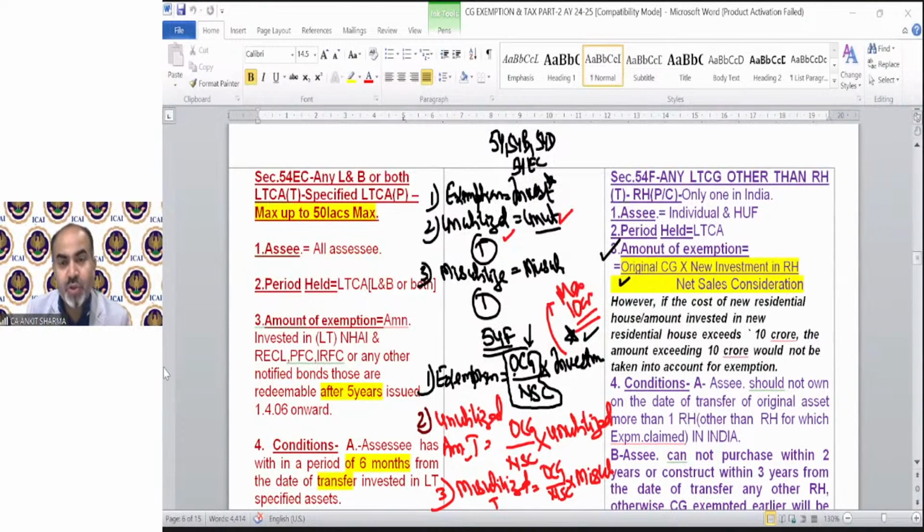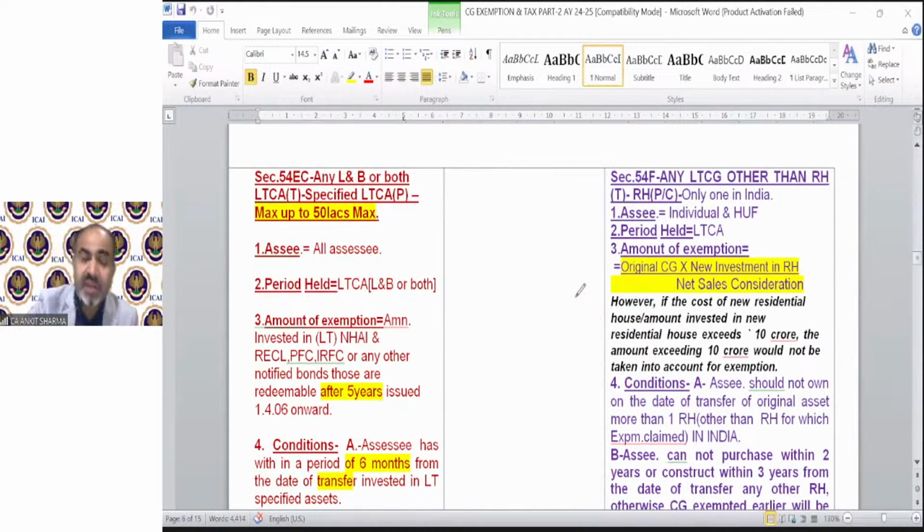We will solve an example also for this, so you will be able to understand the provision very clearly. For the time being, you should just understand one thing: under section 54F, for the purpose of exemption, we need to follow original capital gain upon net sale consideration into investment amount. However, if the cost of the new residential house exceeds 10 crore, the amount exceeding 10 crore would not be taken into account for the purpose of exemption. That means the maximum investment amount can be only 10 crore in section 54F also.